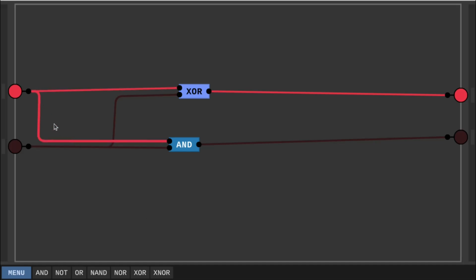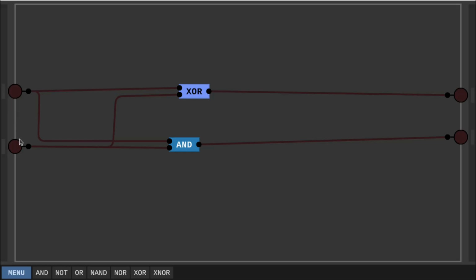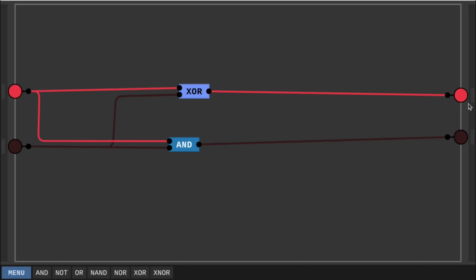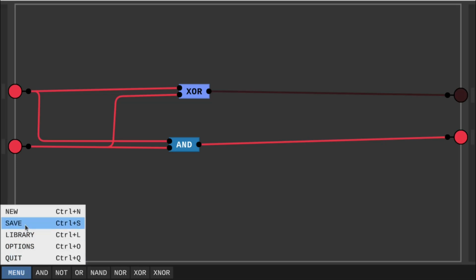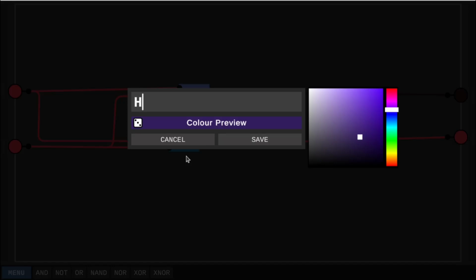Okay, so we have 0 plus 0 is 0. 0 plus 1 is 1. 1 plus 1 is 2. So, if we save this, we have a half adder. Awesome! Today we created a functional half adder.